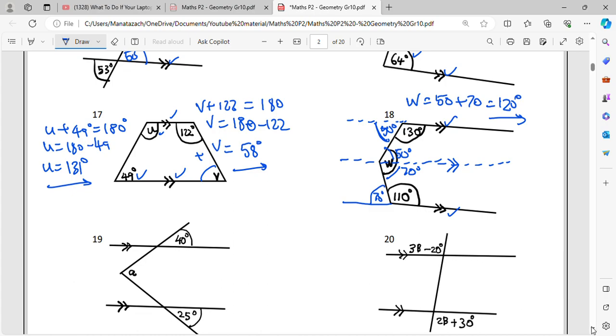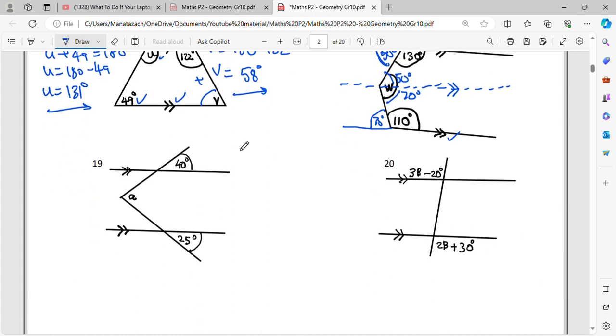Now let's go to question 19. Question 19 will do the same. So first of all, this angle is also 40 degrees, reason vertically opposite, and this angle is 25 degrees, the same reason of vertically opposite angles. So here, let's just draw an imaginary parallel line. So this one will be 40, and this one will be 25. The reason is alternating angles. That means angle A will be the summation of the two, 40 plus 25, and angle A is 65 degrees.